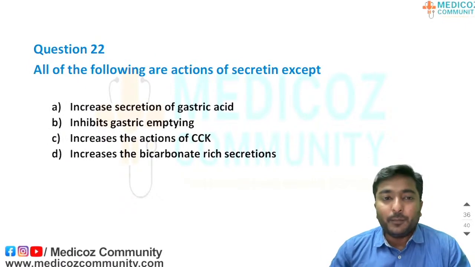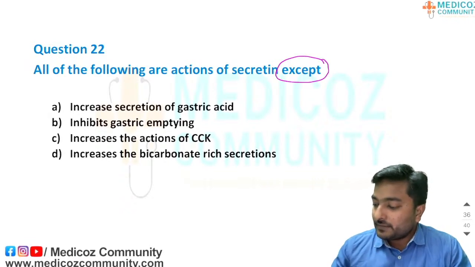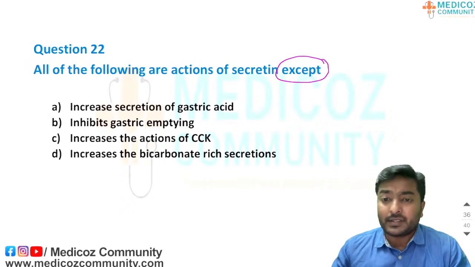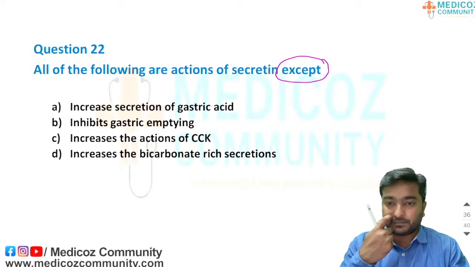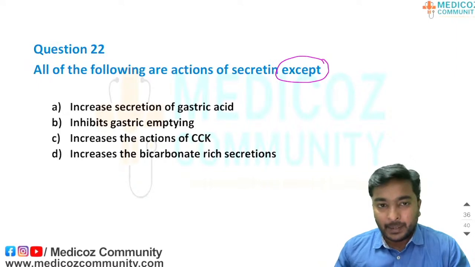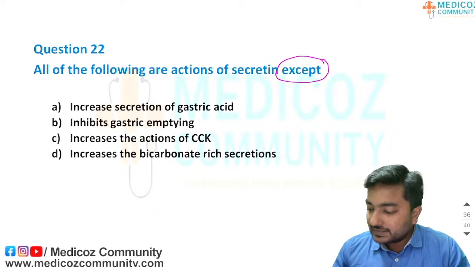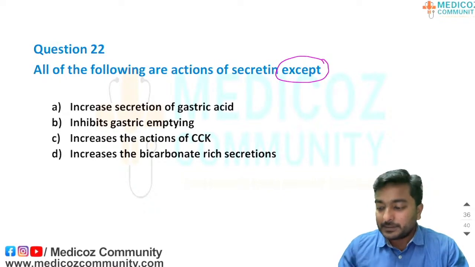Question number 22. All of the following are actions of secretin except: definitely we can expect questions on gastrointestinal hormones in this coming NEET. What are the options? Increases secretion of gastric acid, inhibits gastric emptying, increases the actions of CCK, increases bicarbonate-rich secretions. What is the answer here?